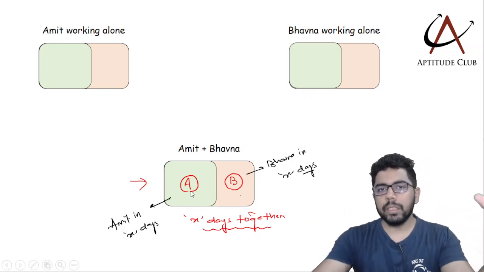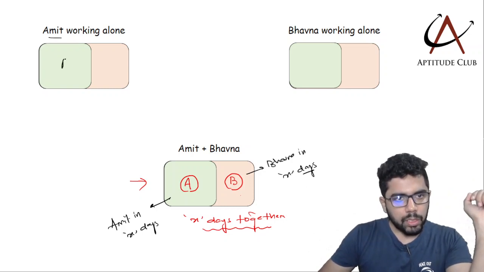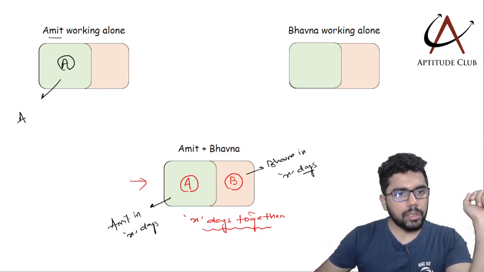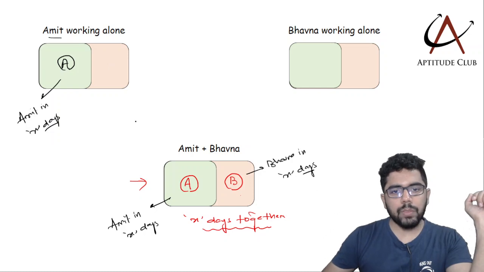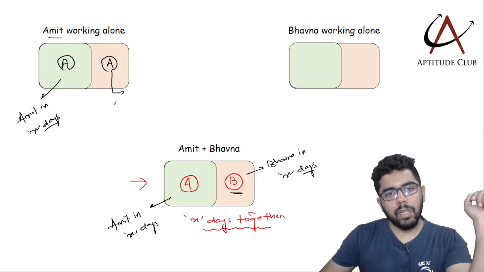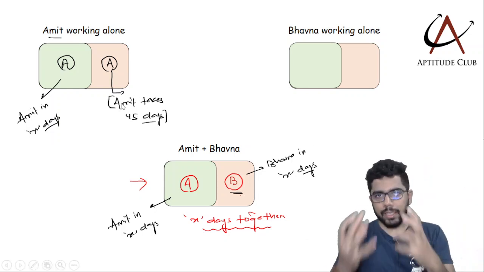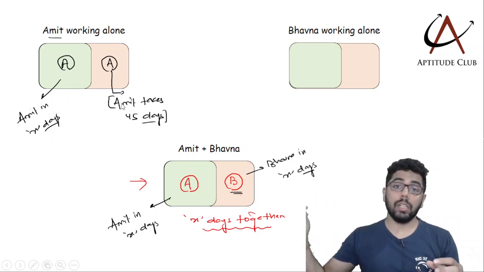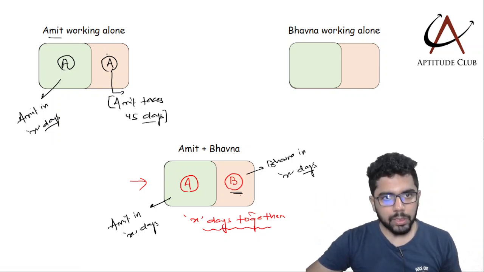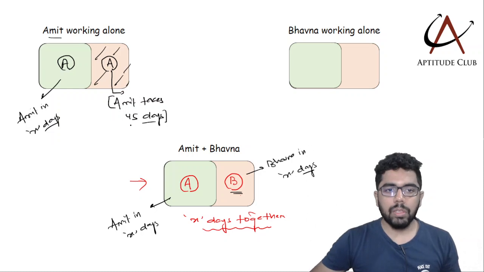Now we have two separate cases. What if the work was done by Amit alone? This part will be done by Amit in X days, and that remains constant. But this part, which was earlier done by Bhavna in X days, Amit takes 45 extra days to do. So this is how I can represent this portion of the work that was earlier done by Bhavna. Now Amit is taking 45 days.